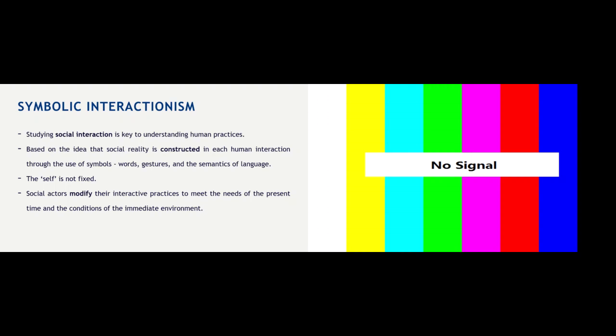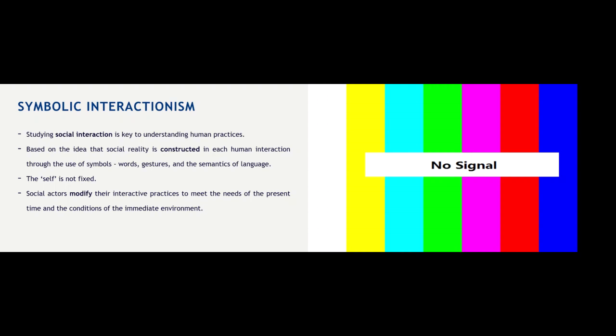So we can start with symbolic interactionism, which is the theory that contends that studying social interaction, so interpersonal, small group interaction, is key to understanding human practices. Essentially, to understand the nature of a society, to understand social life, we don't look simply at the large, grand scale. We have to zero in and look at people's everyday lives, look at individuals, look at small-scale interaction.